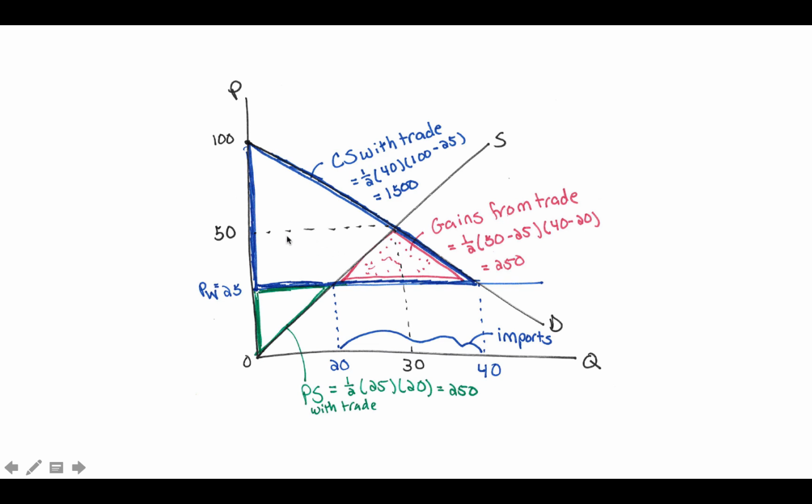But we can see that there are winners and losers. The winners are consumers. Consumer surplus before is this triangle right here. Consumer surplus after is this huge blue triangle. So consumers win, but we can see producers lose. Producers used to have this triangle right here. Now they only have this little bitty triangle right there, so producers are losing in this case. And so producers, because they're losing, might want to restrict the amount of trade or the amount of imports that are coming into this country.